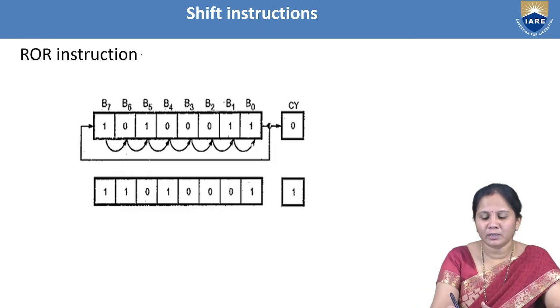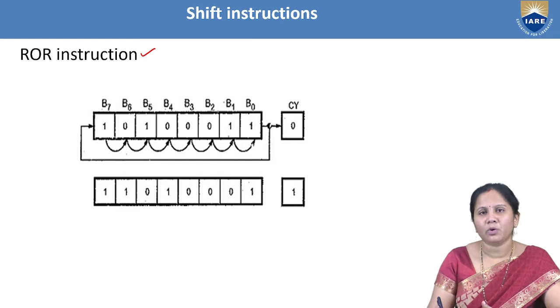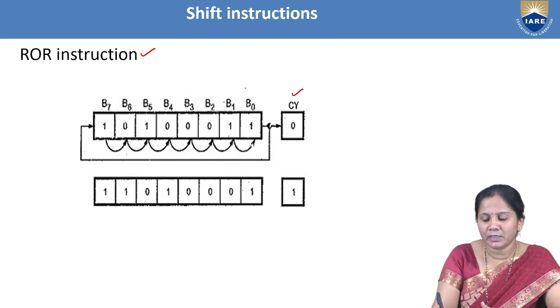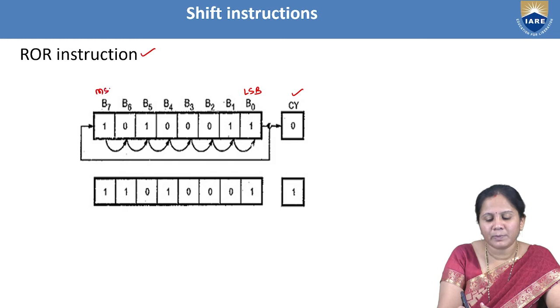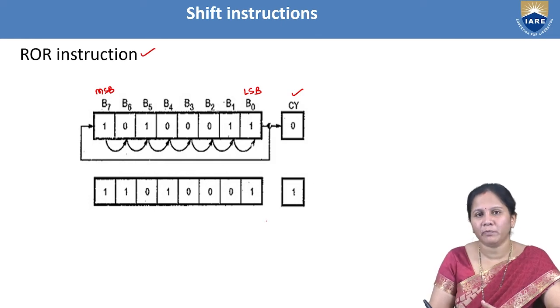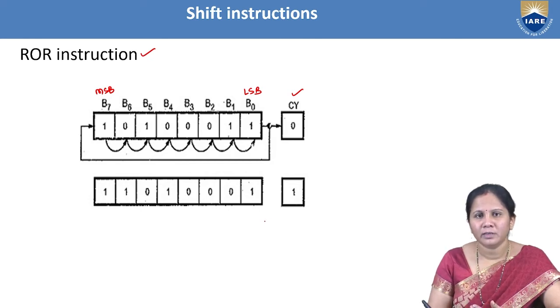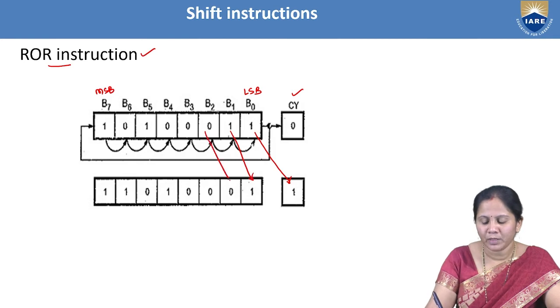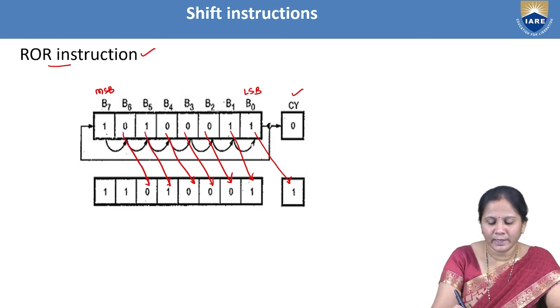Now, coming to the ROR instruction. Here, rotate right, so the carry bit will be at the right side. Rotate right means here this is the LSB bit and here MSB bit. To perform the rotation operation, first the shift operation should be performed, in order to fill the vacant bit. So in order to perform this ROR instruction, first the shift operation will be performed towards right. All the bits will be shifted towards right.